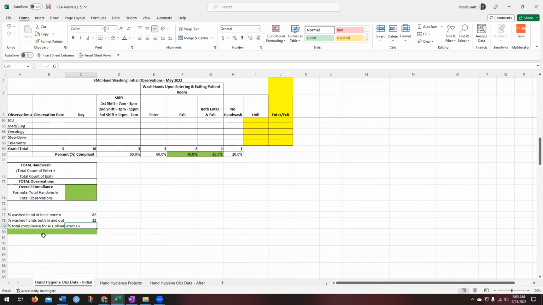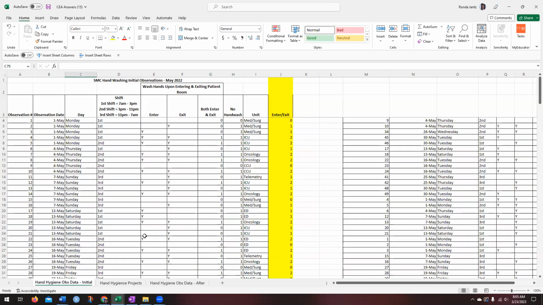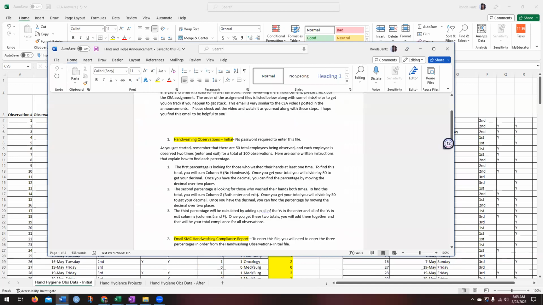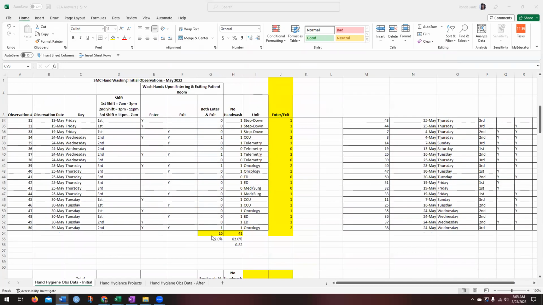Now our final is total compliance for all observations. So in order to do this, there's a couple of ways to do it. The third percentage is calculated by adding up all the Y's in the enter and all the Y's in the exit, and then we add them together. Since we have 100 total observations, 50 here and 50 here, we do not need to divide it by 50 because that'll be our total.